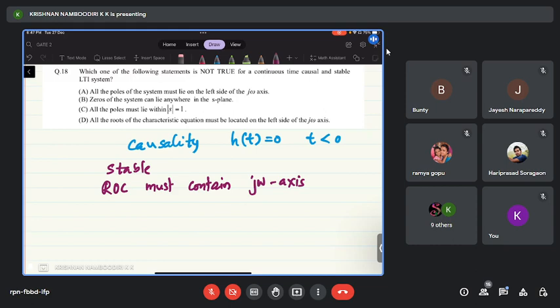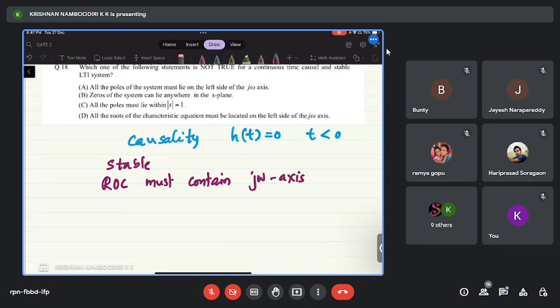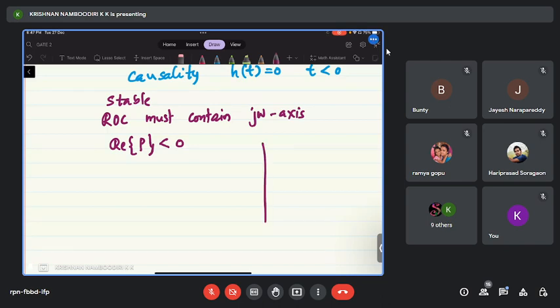If it's a finite duration signal, then anyway the j omega axis will be contained in that. Suppose it's a right-sided signal, then the ROC is the right side of the rightmost pole, correct? Since the ROC contains the j omega axis, you can say the rightmost pole, say it is P, should be less than 0, correct? Or the real part of P should be less than 0.